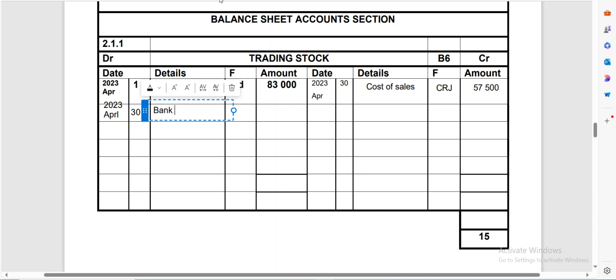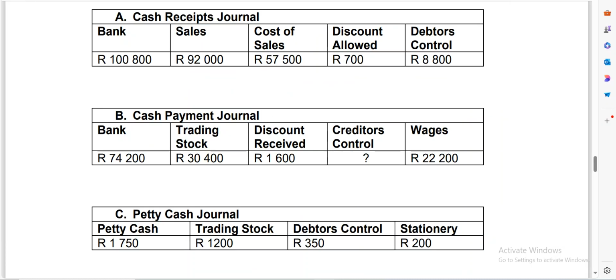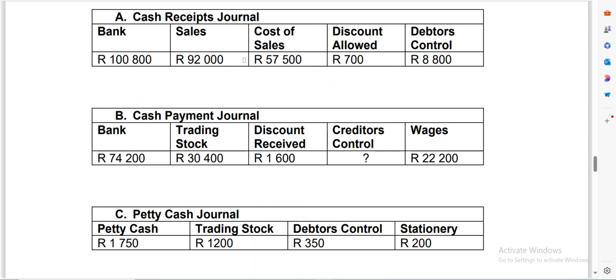And then remember, where did you see this information that we bought stock? You saw it in the CPJ. And then what was the amount for that? The amount was, I think, 30,400, so you just write that 30,400 here, and then you are halfway through with this. You already have marks even though you are not done. Then we continue to the next journal.